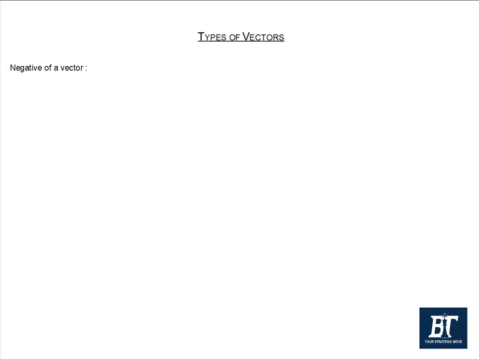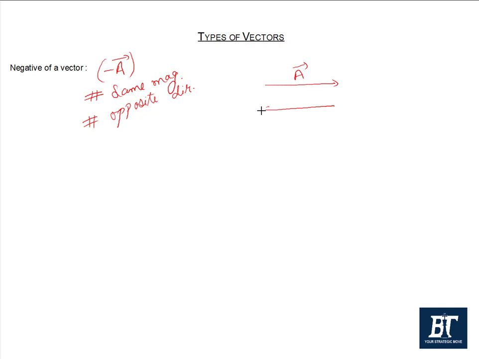Next one is negative of a vector. Negative of a vector A will be represented by minus of vector A, and it is defined as the vector having the same magnitude but opposite direction. So if vector A is represented like this, then minus A will have the same length but its direction will be opposite to this vector.